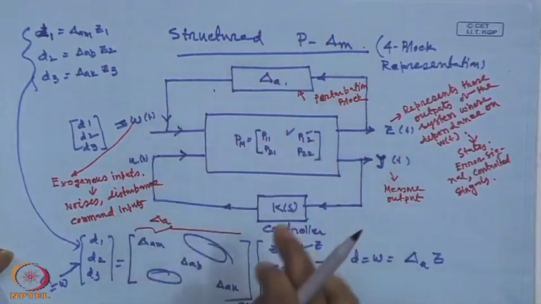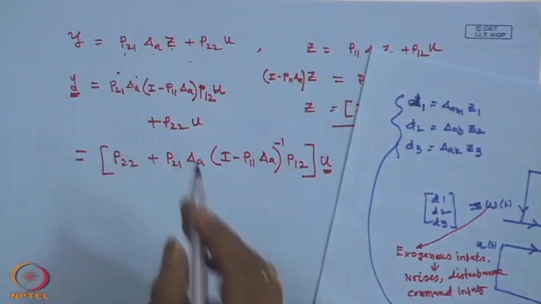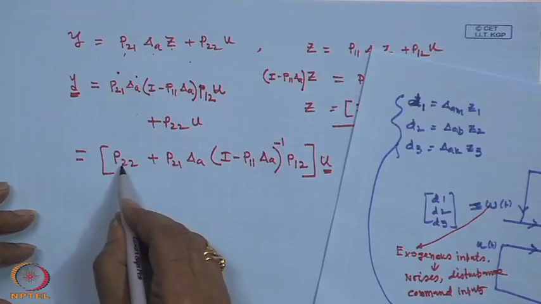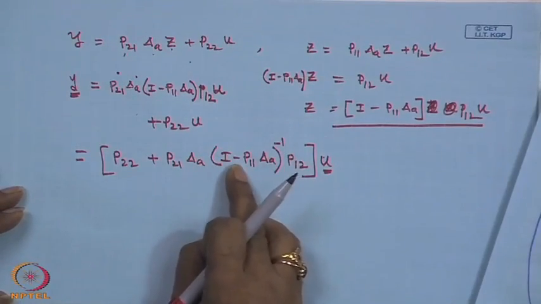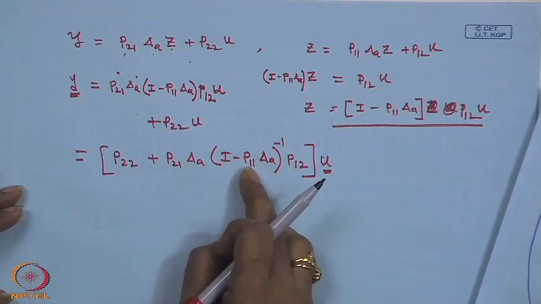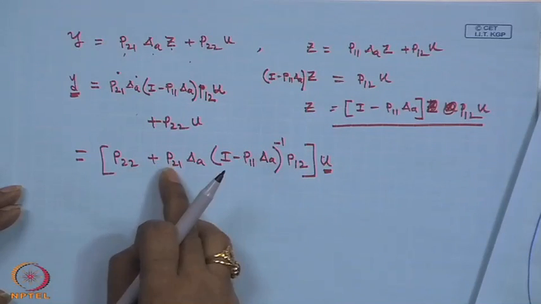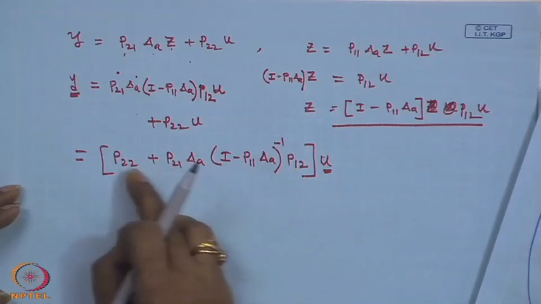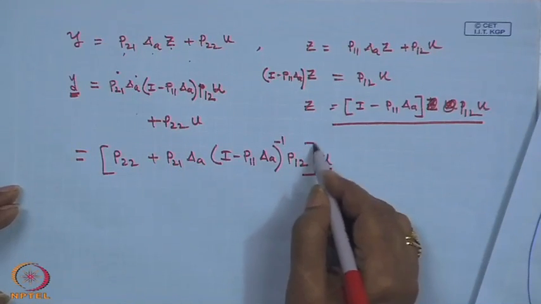agree, to merge into this block, then you consider the lower part of this one, P22. So, P22, the first index, second index will be P22. So, first index will be there, P index is 2, P21, delta A, the perturbation we are merging. Then multiplied by I minus P11 delta A whole inverse, since P22 is already considered and what is left is P11. Then first index we have taken, P21, agree? Then the second index we have to take. So, P12 is the second index, multiplied by u.